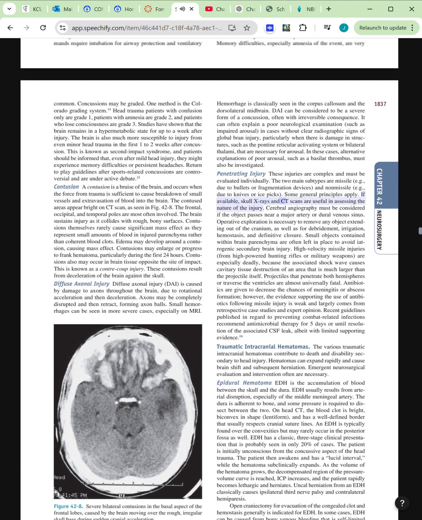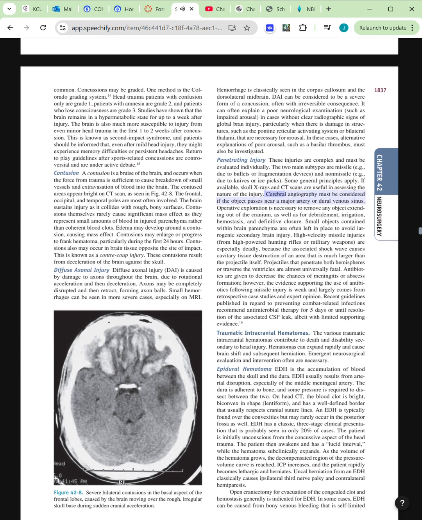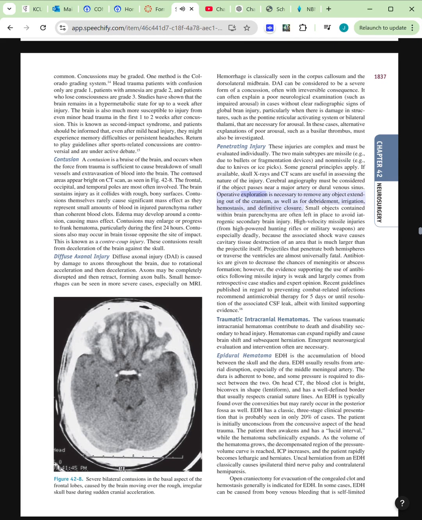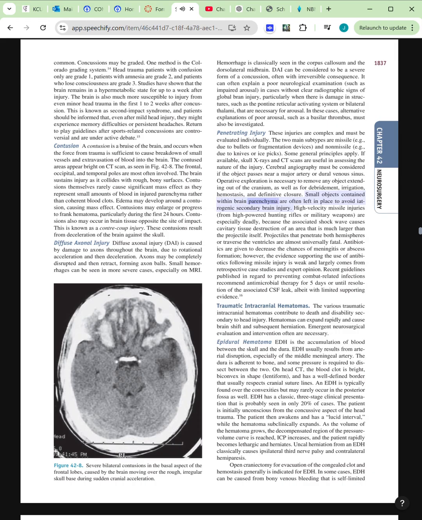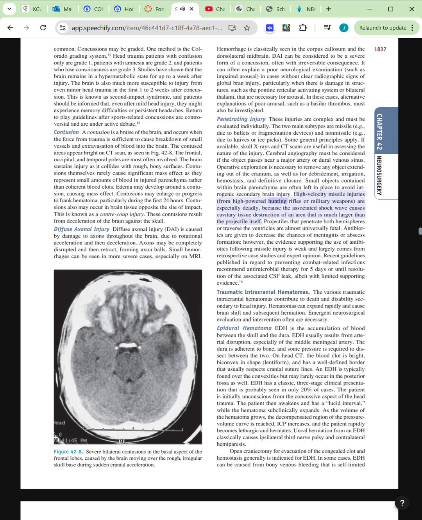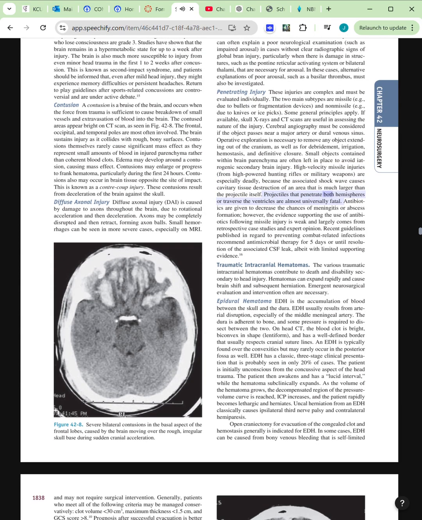If available, skull x-rays and CT scans are useful in assessing the nature of the injury. Cerebral angiography must be considered if the object passes near a major artery or dural venous sinus. Operative exploration is necessary to remove any object extending out of the cranium, as well as for debridement, irrigation, hemostasis, and definitive closure. Small objects contained within brain parenchyma are often left in place to avoid iatrogenic secondary brain injury. High-velocity missile injuries from high-powered hunting rifles or military weapons are especially deadly because the associated shock wave causes cavitary tissue destruction of an area that is much larger than the projectile itself. Projectiles that penetrate both hemispheres or traverse the ventricles are almost universally fatal.